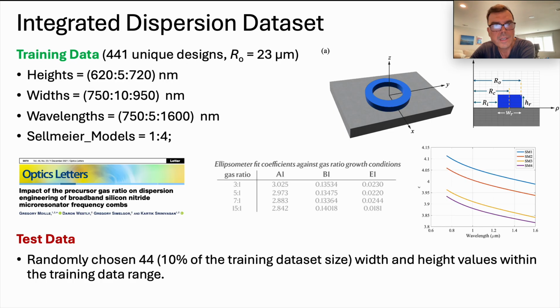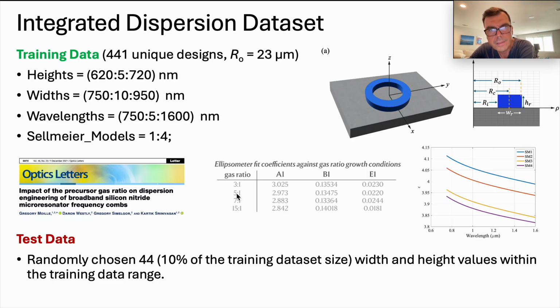And what we did is we used four different Sellmeier equation models, sets of coefficients. This comes from the paper of Dr. Srinivasan's group at NIST. They changed the gas ratio growth condition from 3 to 1 to 15 to 1, and then they fitted the permittivity profiles with these three coefficients for these four models.